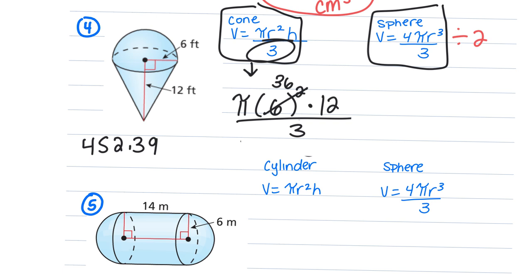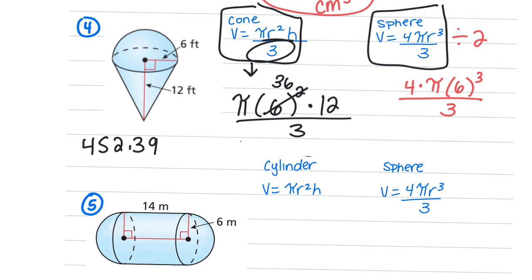Now, when I want to do the sphere, I'm going to do 4 times pi. The radius is also 6, and that has to be cubed. And then we're going to divide that by 3 because that's what the formula says. So I'm going to put that in my calculator. I'm going to do 6 cubed first, which is 216 times 4 times pi. Divide that by 3. And you should get 904 point something, right?